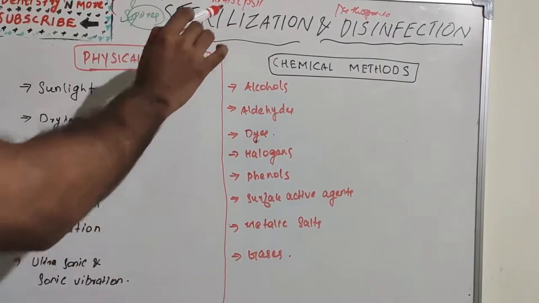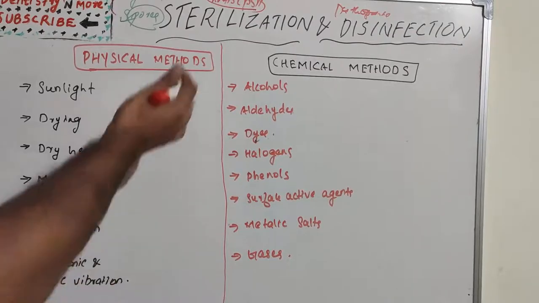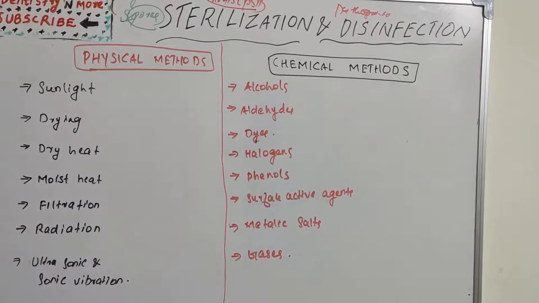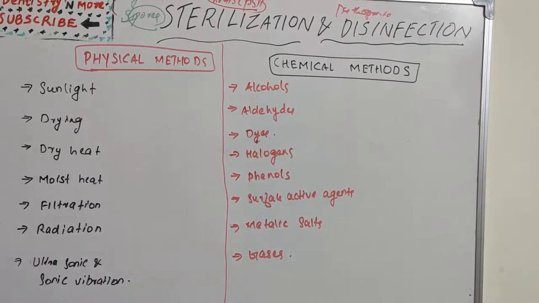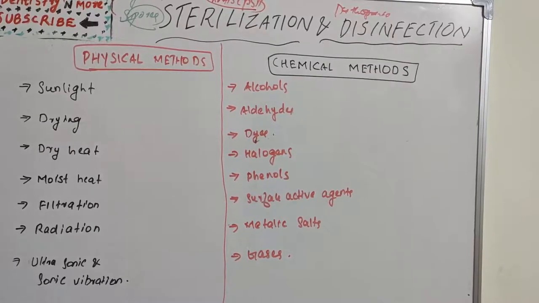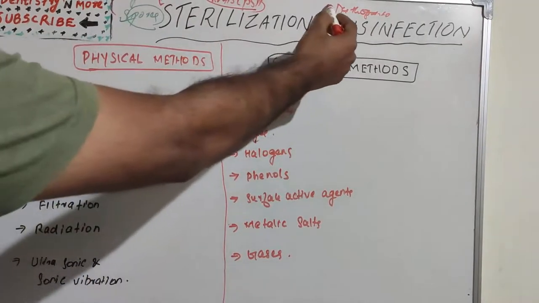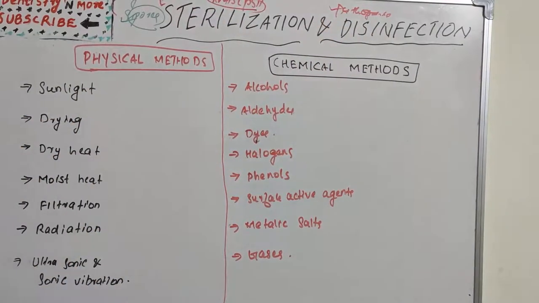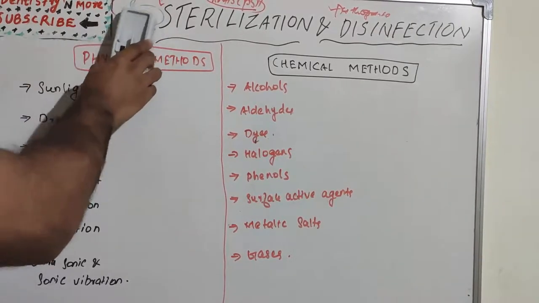So one more terminology we need to learn, that is antisepsis. Antisepsis is nothing but prevention of infection, usually by inhibiting the growth of bacteria in wounds or tissues. So various antiseptics, creams, solutions we know. These are preventing infection in wounds. So if there is an injury, we need to apply antiseptic to prevent the infection by inhibiting the growth of bacteria. So sterilization is killing all the microorganisms, disinfection is killing just the pathogens, and antiseptic is inhibiting the growth of bacteria and preventing the infection. Okay, so that is the introduction part.